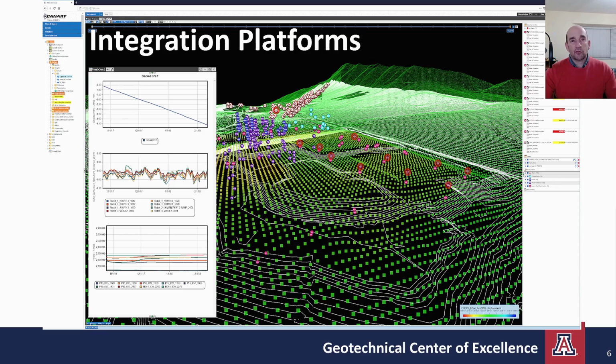Integration platforms are also a common way to access results. This one is Canary and provides a means to access and analyze all kinds of geotechnical monitoring datasets together, such as prisms, extensometers, ground radar, and of course satellite InSAR.